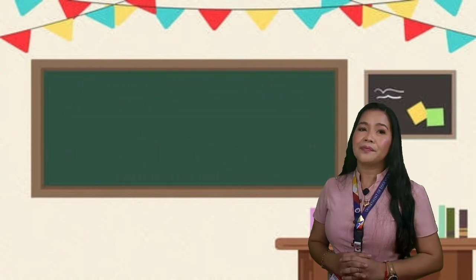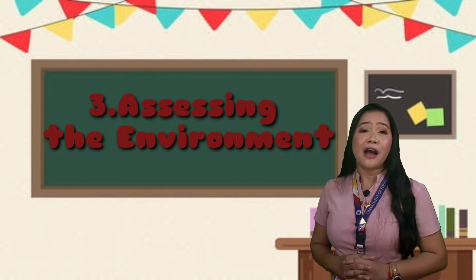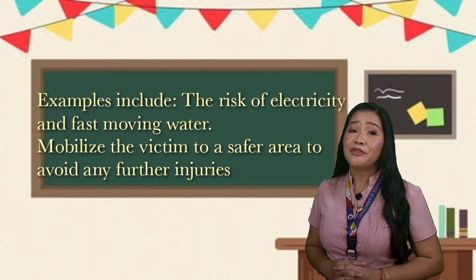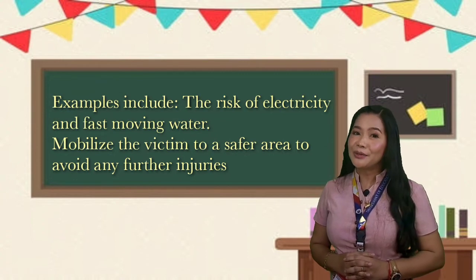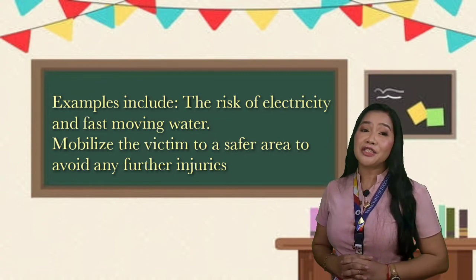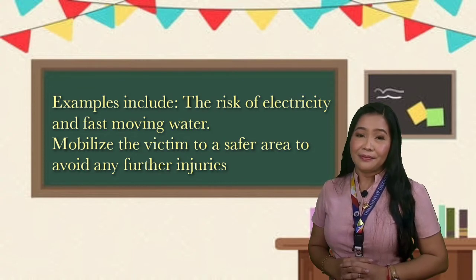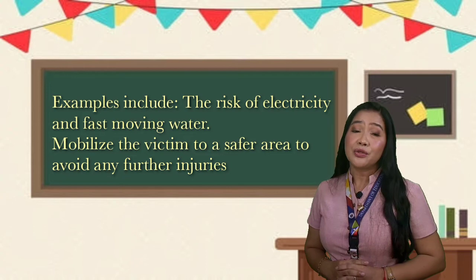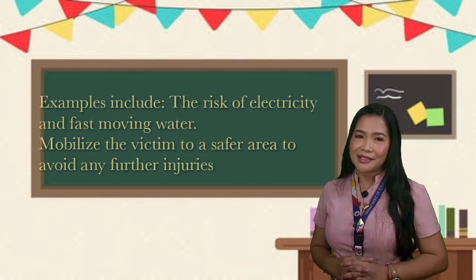Number 3, assessing the environment. Identifying known hazards could prevent further casualties. Examples include the risk of electricity and fast-moving water. Mobilize the victim to a safer area to avoid any further injuries.